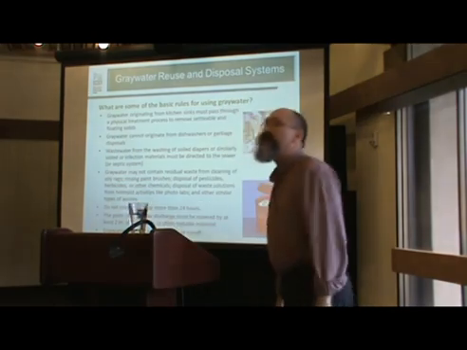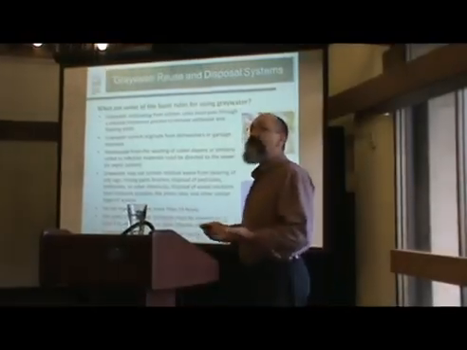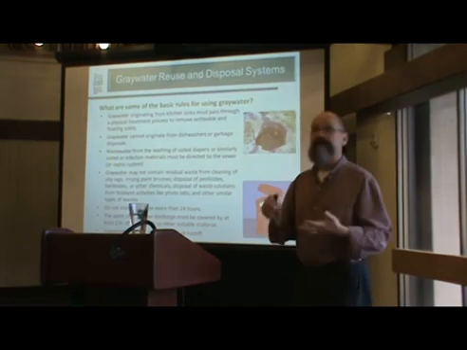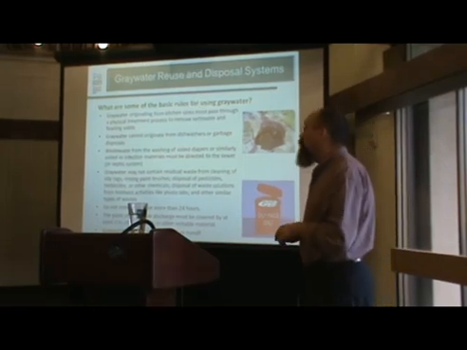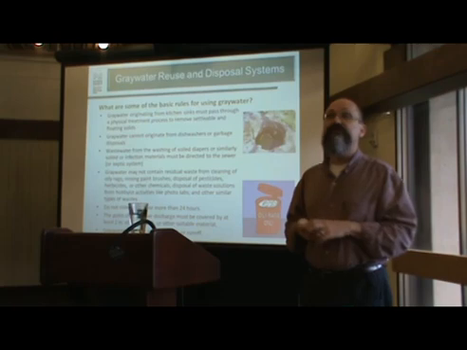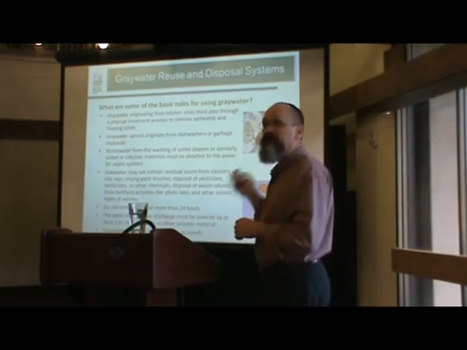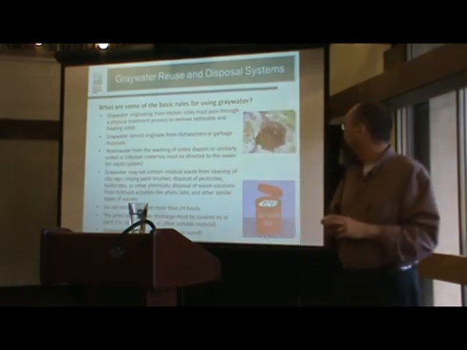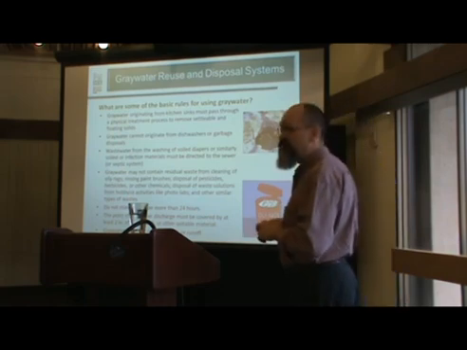So, some of the basic rules for using gray water in the state so that it is done safely. First of all, gray water from kitchen sinks has to go through some sort of physical treatment process. It could be a filter, it could be a grease trap. There are various ways to do this. But as I mentioned, gray water from your kitchen sink is high in organic material, bath oils and greases, bacteria. So there has to be some level of physical treatment to reduce that if you want to harvest it from your kitchen sink. Gray water cannot originate from dishwashers or garbage disposals. This does come down from the statutory definition of gray water and how it was defined, so those are excluded.